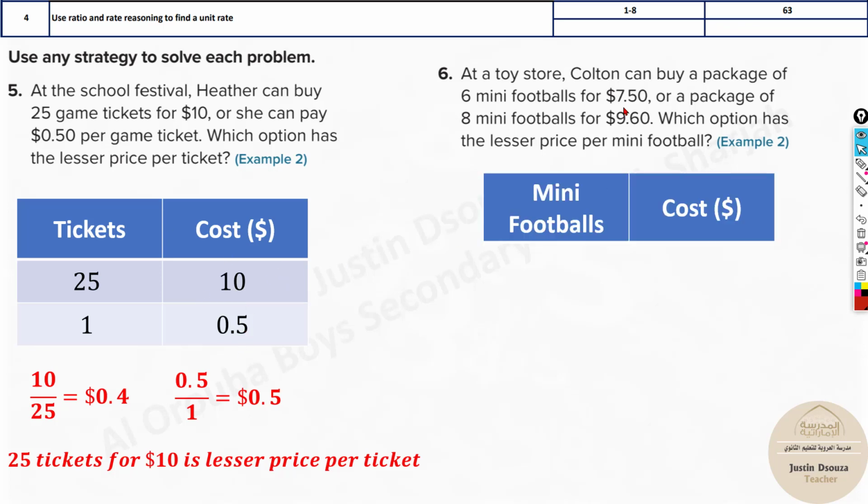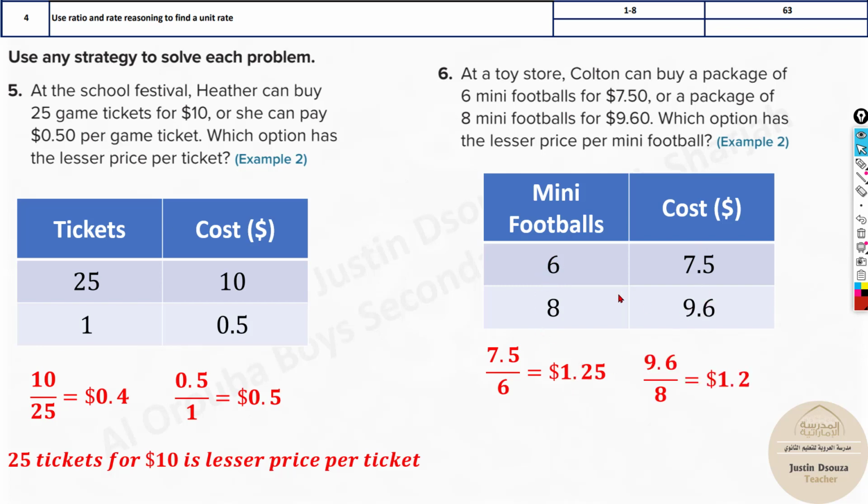And that's the thing. Over here also, they have told 6 mini footballs cost 7.5, whereas 8 mini footballs cost 9.6. Divide both. Divide over here, the cost per football. It is per mini football, right? How much cost is there? 7.5 divided by 6, that's 1.25. 9.6 divided by 8 is 1.2.